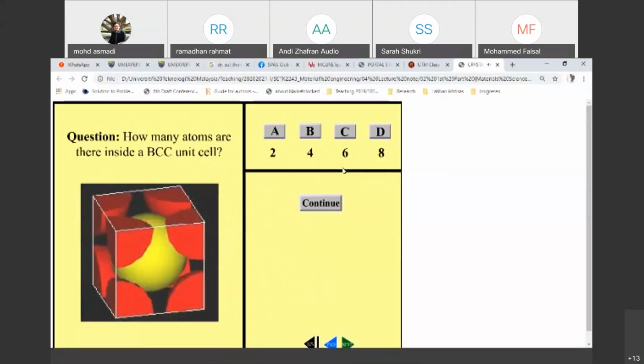How many atoms are there inside a BCC unit cell? Anyone? Before we stop, I think I can give you this link. BCC unit cell, how many atoms? If you remember. Anyone? You can refer to my slide. BCC, two. Two. Are you sure? That is correct. Yes. Please press continue to verify your answer.